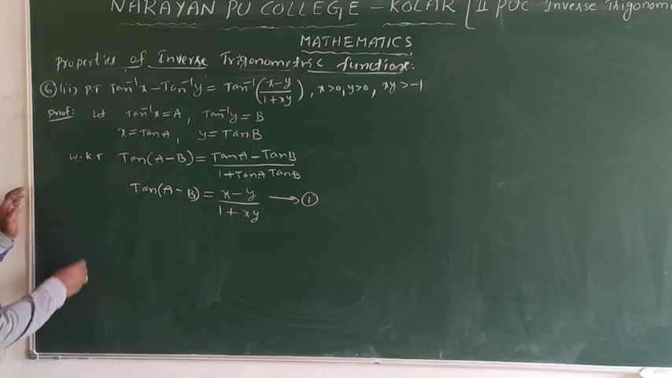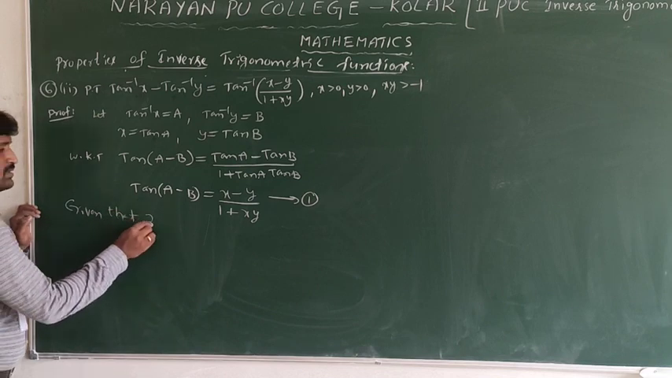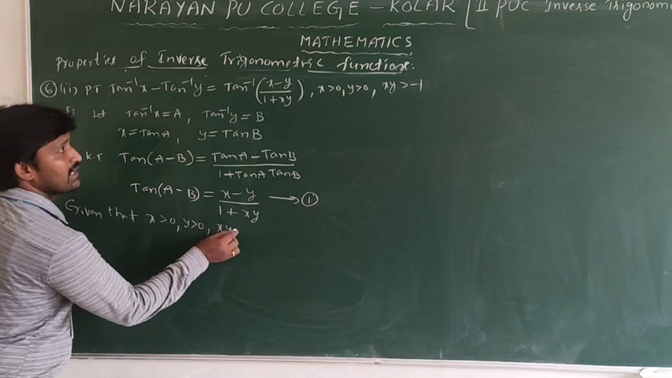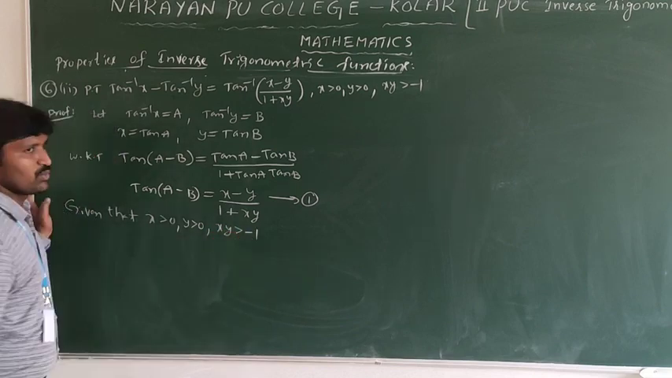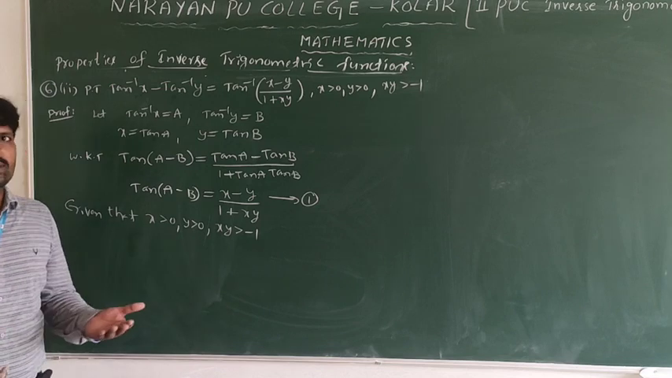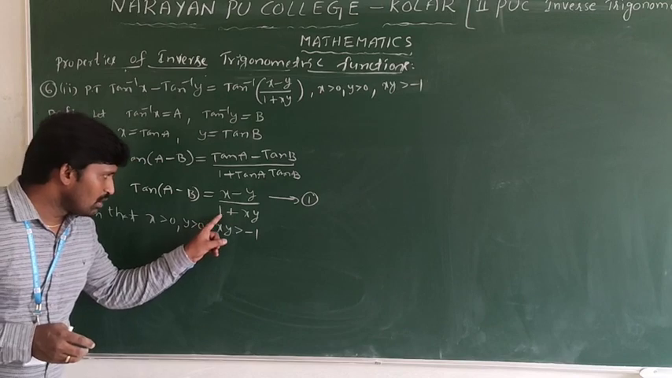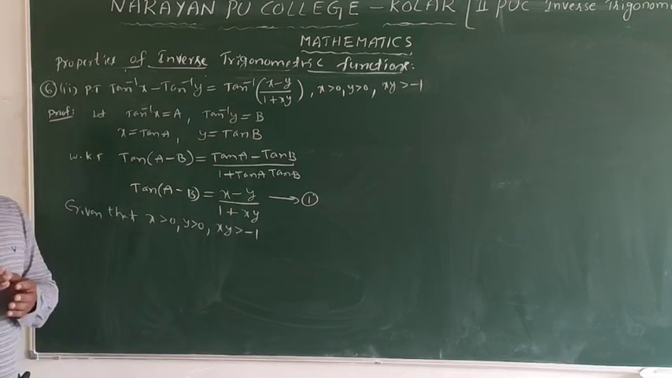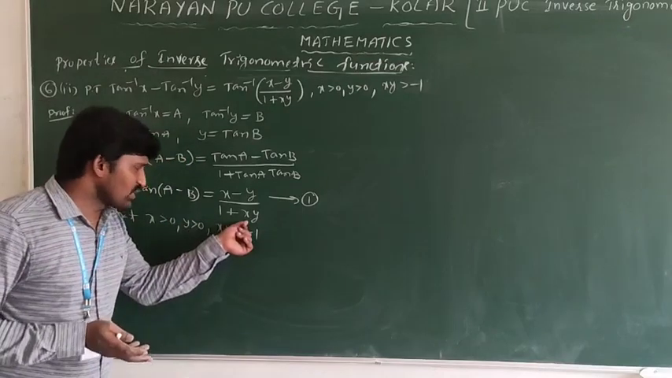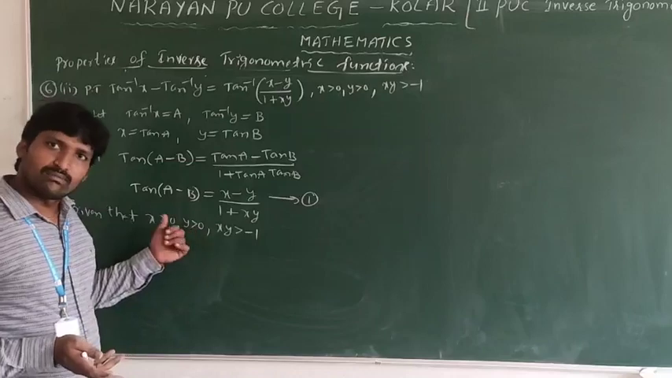Now, what is given? It's given that x greater than 0, y greater than 0, and xy is greater than minus 1. So more than minus 1, if you take any value, for example 0, 0 is not positive. If you take 1, for example, more than 1 also, 1 plus 1, it is positive. Now x and y both are positive.